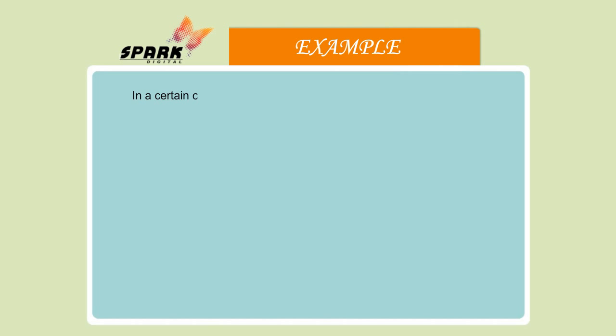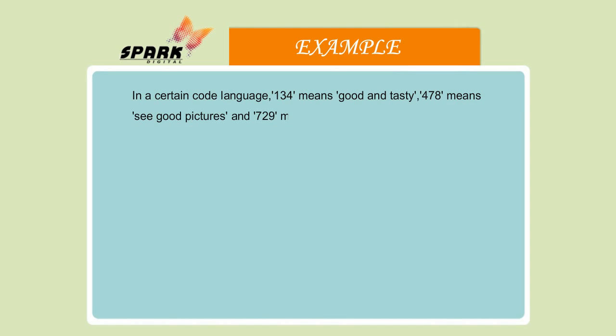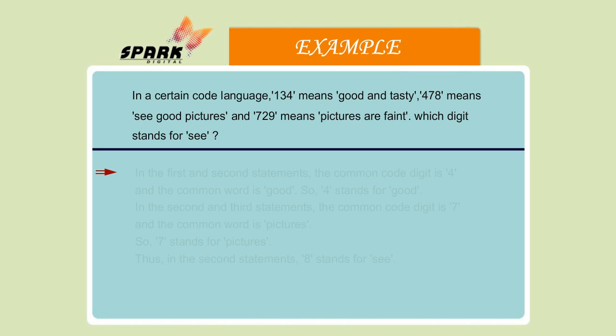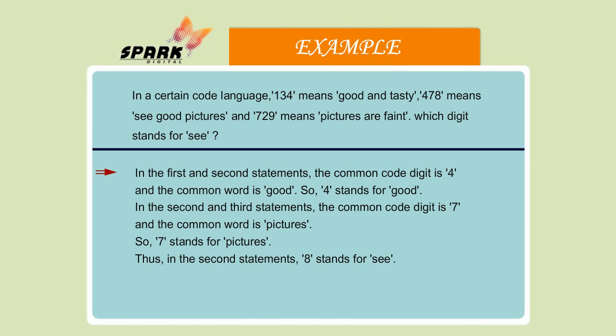In a certain code language, 134 means good and tasty, 478 means see good pictures, and 729 means pictures are faint. Which digit stands for see? In the first and second statements, the common code digit is 4 and the common word is good. So 4 stands for good. In the second and third statements, the common code digit is 7 and the common word is pictures. So 7 stands for pictures. Thus, in the second statement, 8 stands for see.